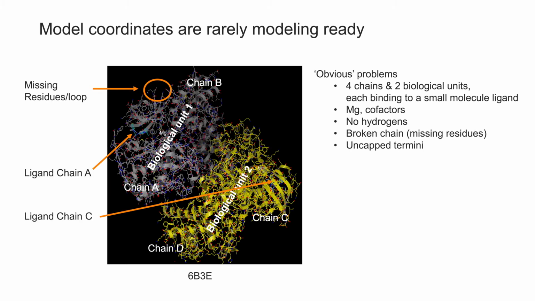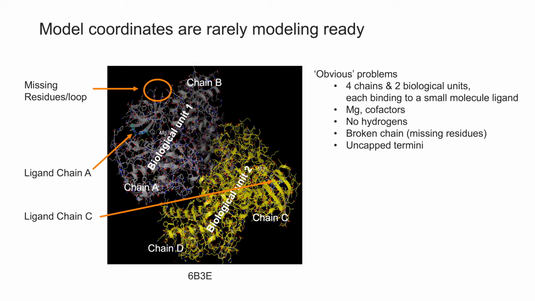There are missing pieces in the structure. Lots of obvious issues with this protein before it can be used for modeling, including the lack of hydrogens. More or less, no matter how you solve your structure, hydrogens will not be located experimentally. That can only be done with neutron diffraction. So you're going to have to add your hydrogens computationally. I'll talk more about that in just a second.